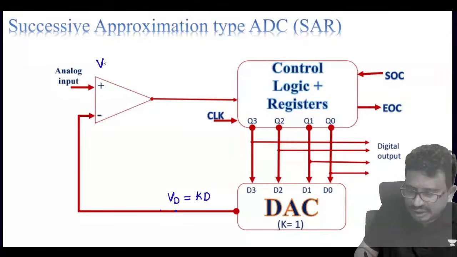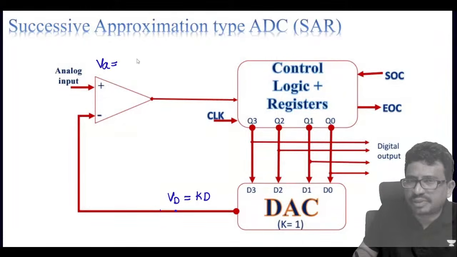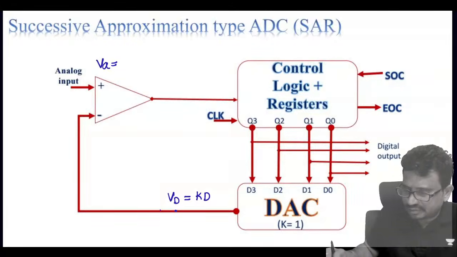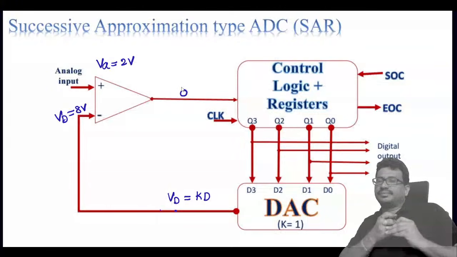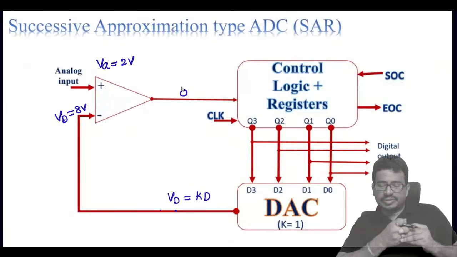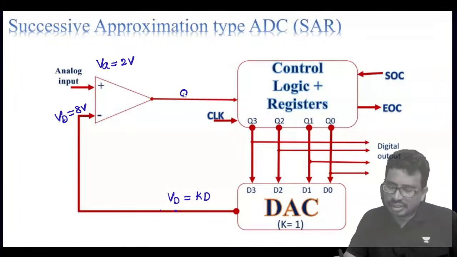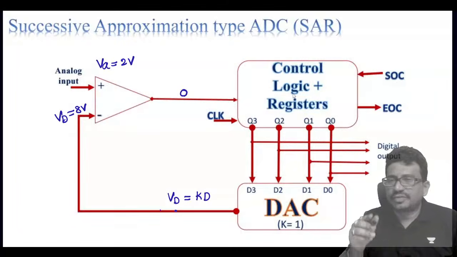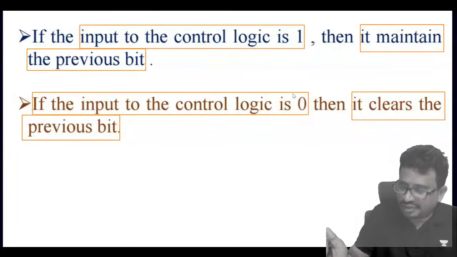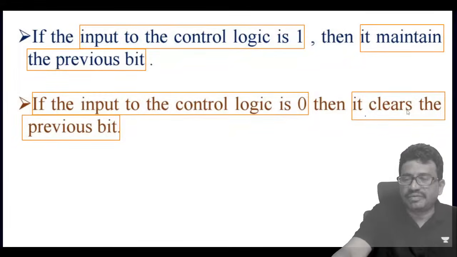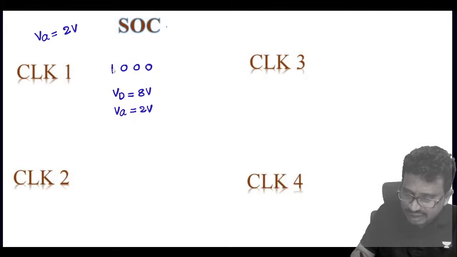This is the VA value, 2 volts, and the VD value is given as 8 volts. What is the output of the comparator? It is 0. So that is going to the control logic. If the input of the control logic is 0, then what happens? It clears the previous bit. So now this bit is activated.